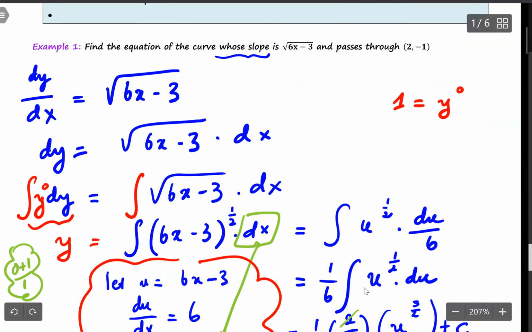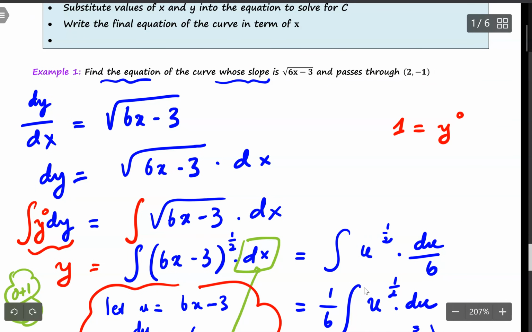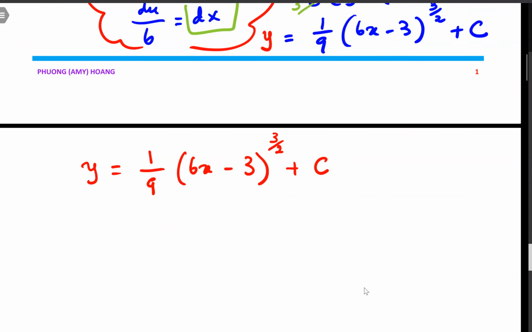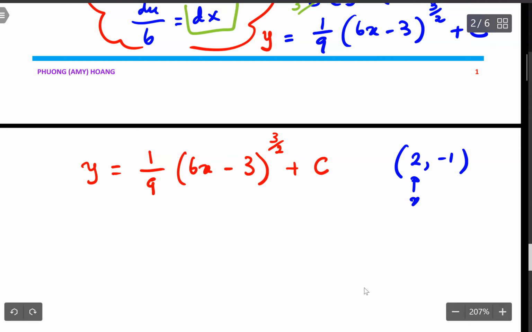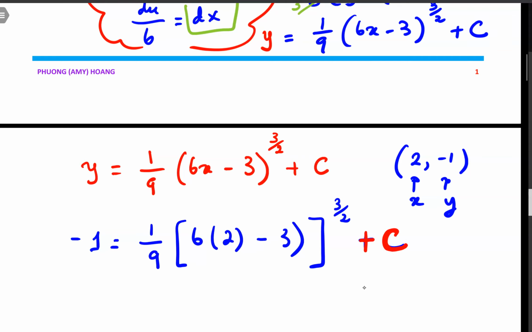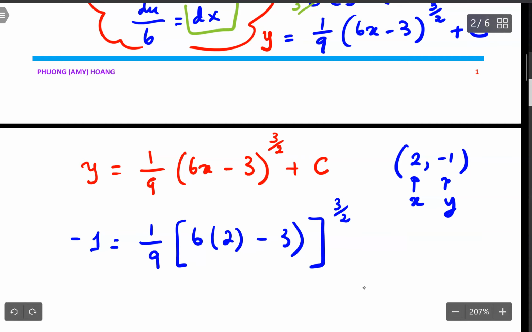Originally this question is asking me to find the equation, and it's giving me a point, the coordinate on the graph, which is 2 and minus 1. So here is the x value, and here is the y value. What you will do in this case is take these two values and substitute them into this equation. So I should have minus 1 equal to 1 over 9, 6 times 2, subtract 3, all of it raised to exponent 3 over 2, add c. Now you see c is the unknown that you have to solve in this equation.